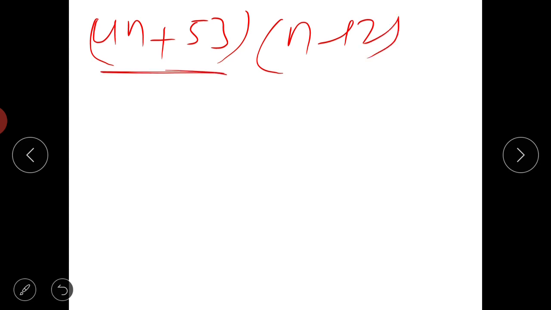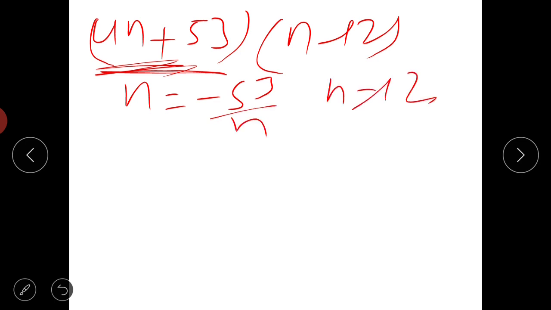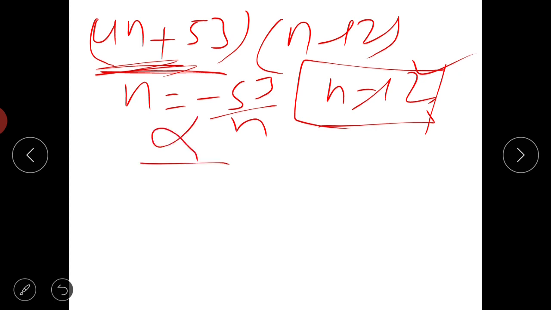So n is equal to minus 53 by 4, or n is equal to 12. So n is a natural number, so 12 is the right value. This is not a natural number. Got it or not? Yes, got it.